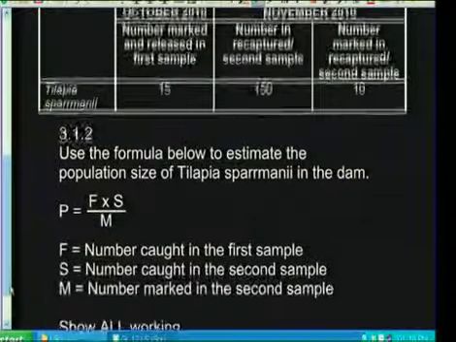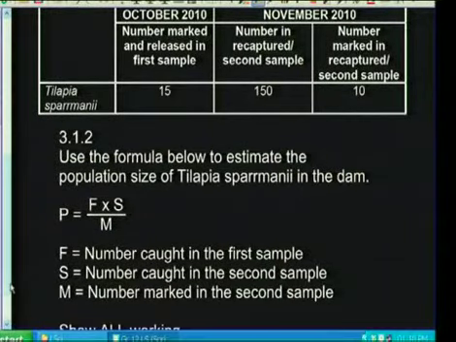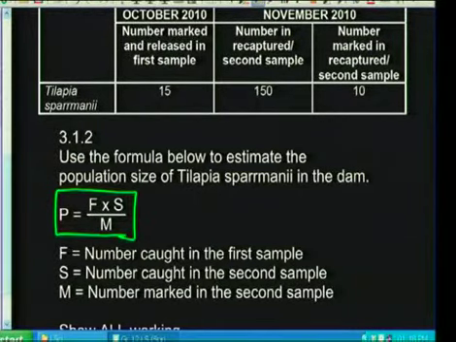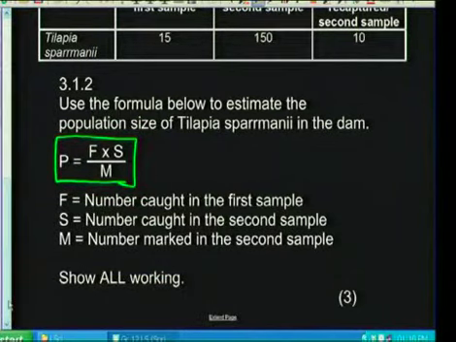Okay, so use the formula below to estimate the population size of Tilapia spumoni in the dam. Now, this is the Peterson index formula, and guys, that formula has been given to you. You simply need to substitute the values into this equation and work that out. And you've got to show all your working for 3 marks. And guys, remember that in the exam, you've got to show your working.